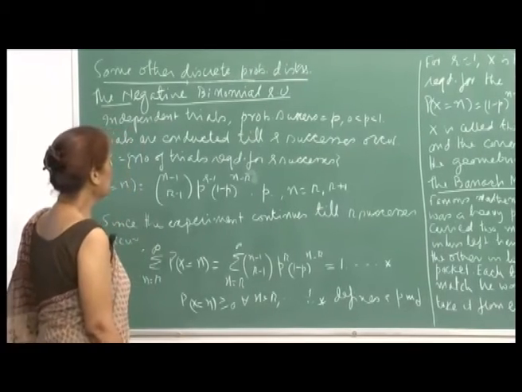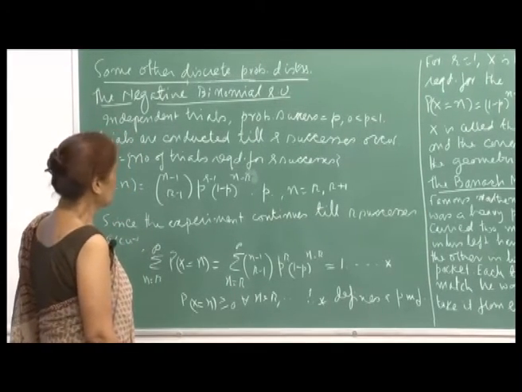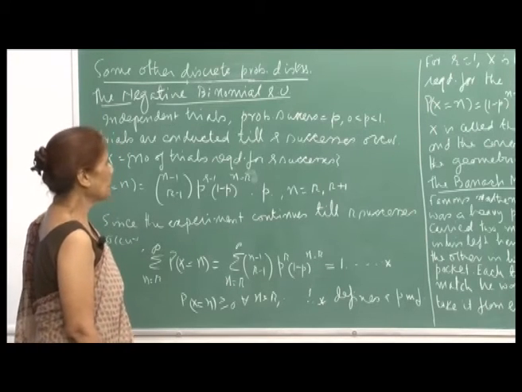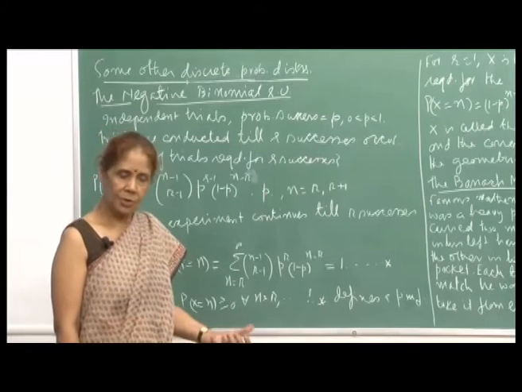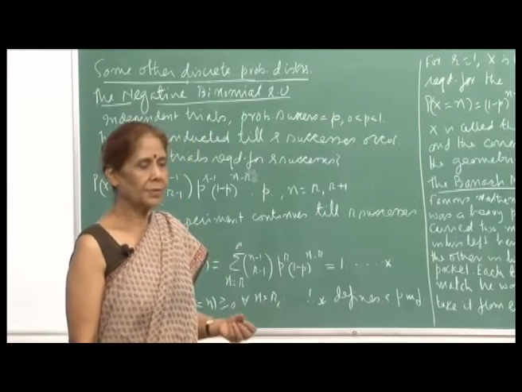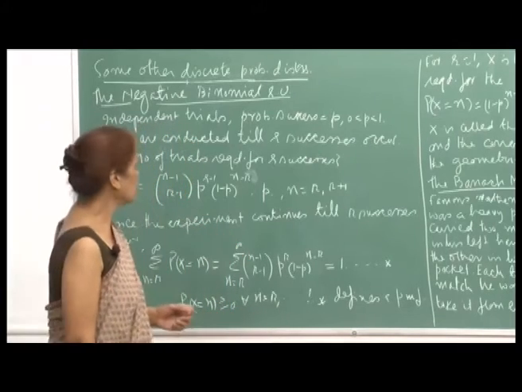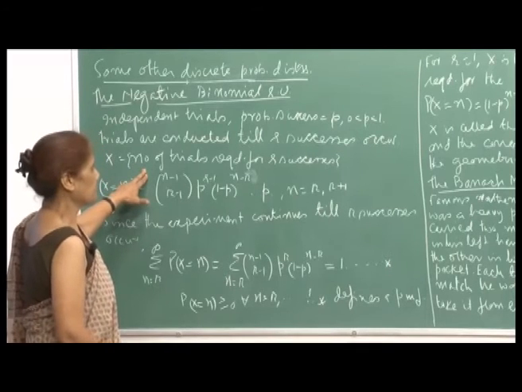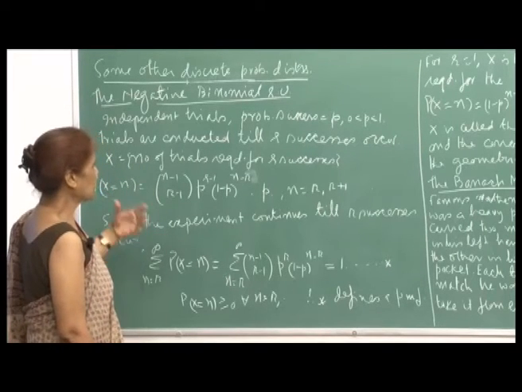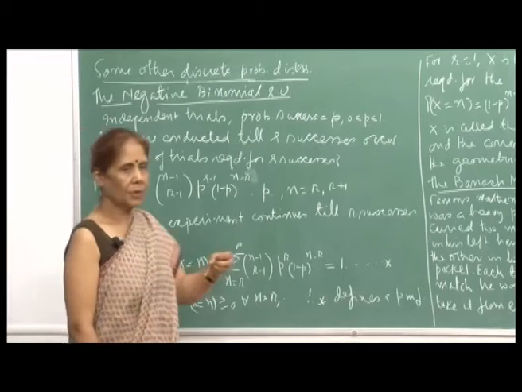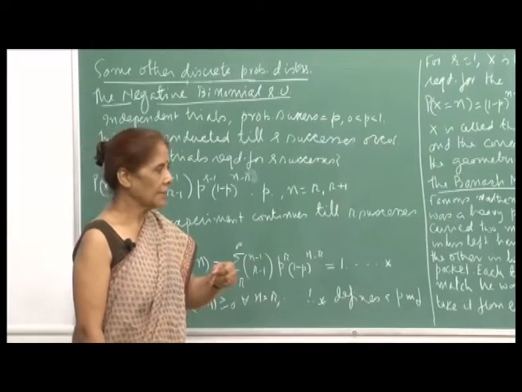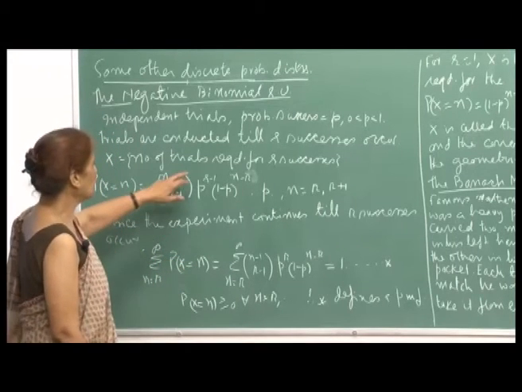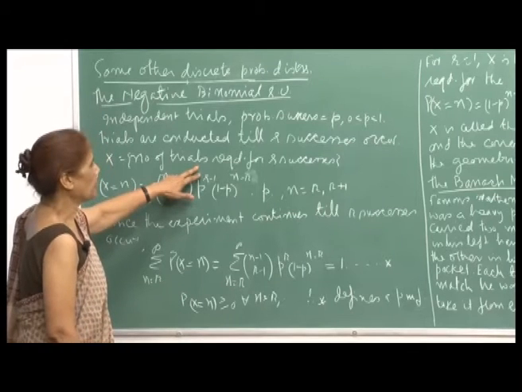What we are saying is that independent trials are performed, the probability of success is p between 0 and 1, and trials are conducted till r successes occur. So now it is the opposite. You go on conducting the trials till r successes have occurred, and so X will be the number of trials required for r successes. In the binomial case, the trials were fixed and you asked for the probability of r successes. Here the number of successes is fixed and you ask how many trials are required so that r successes take place.